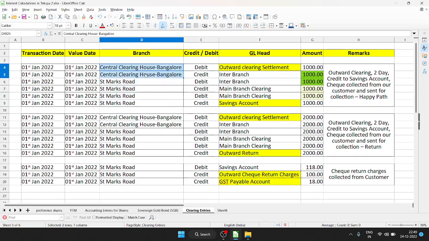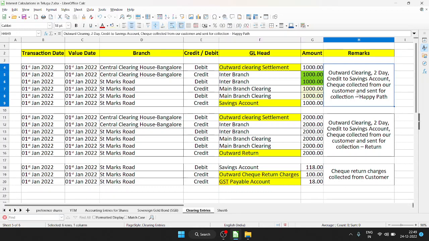This is the clearing house. If you remove all these four entries, outward clearing will be debited and savings will be credited. For example, this is the happy path if the check is passed.